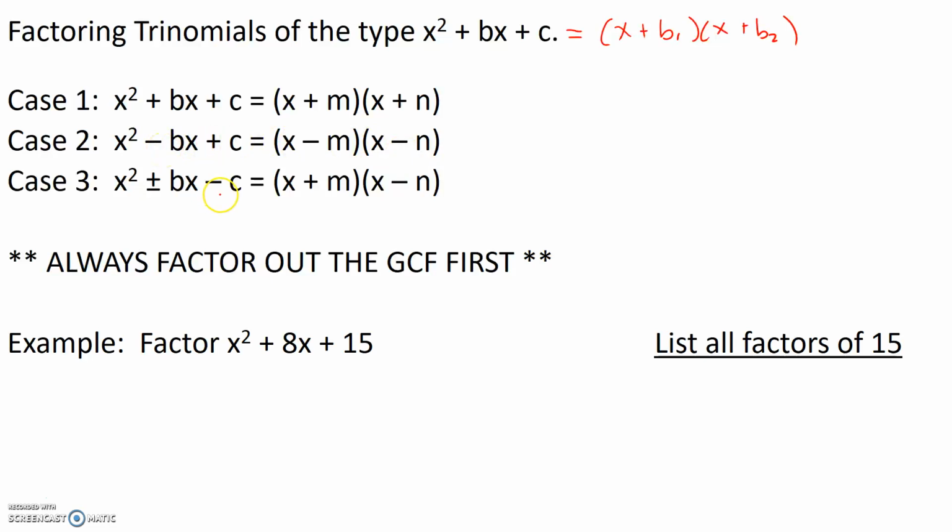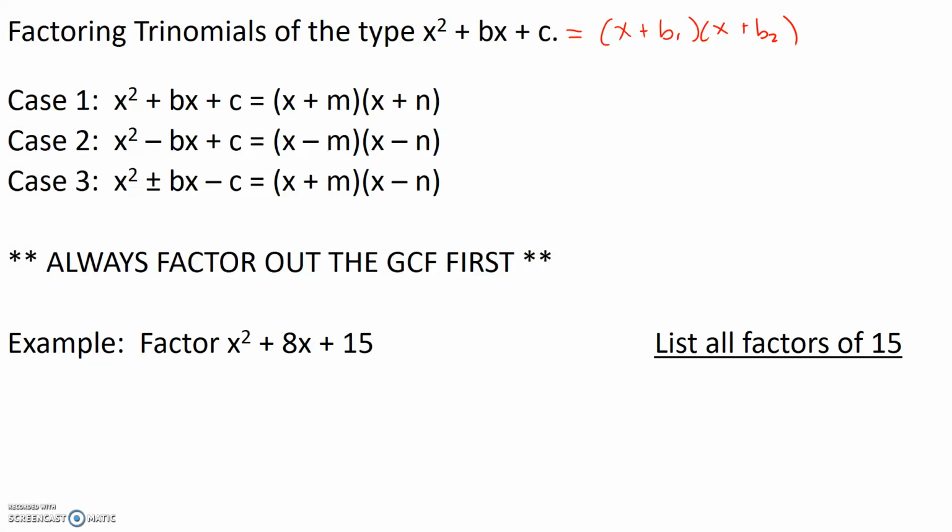If the last term is negative, remember the last term is formed by the product of the m and the n. The only way to get a product of two numbers to be negative is if you have one positive and one negative. So we have one positive and one negative. So a quick recap. If the last term is positive, we either get two positives or two negatives. If the last term is negative, we get one positive and one negative. And when we factor, we always factor out the GCF first.